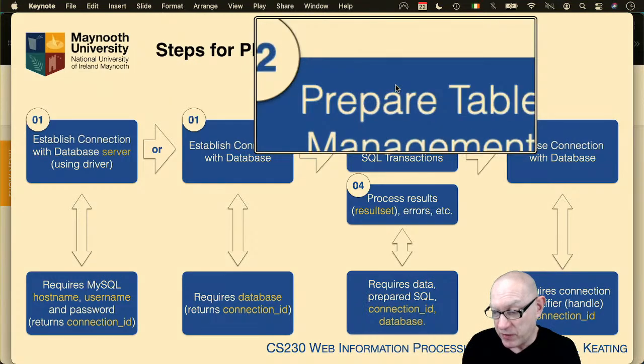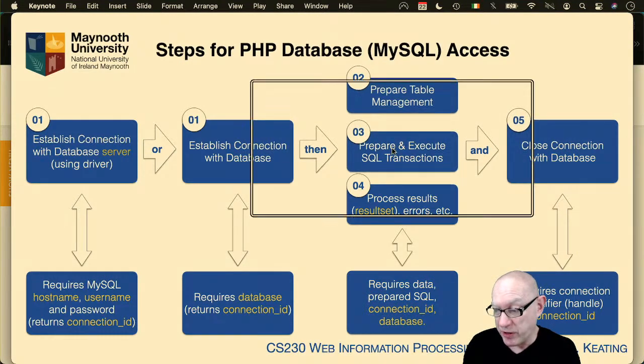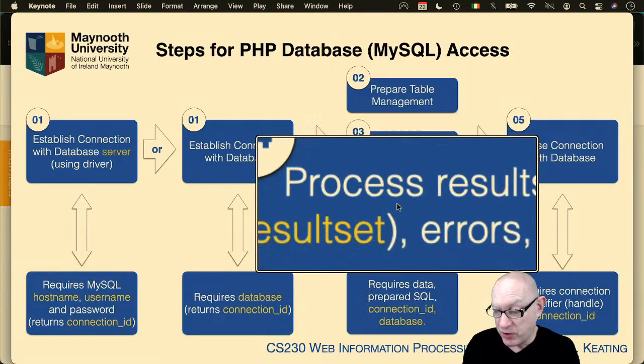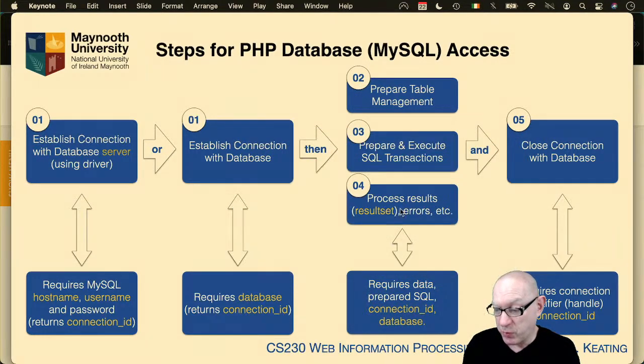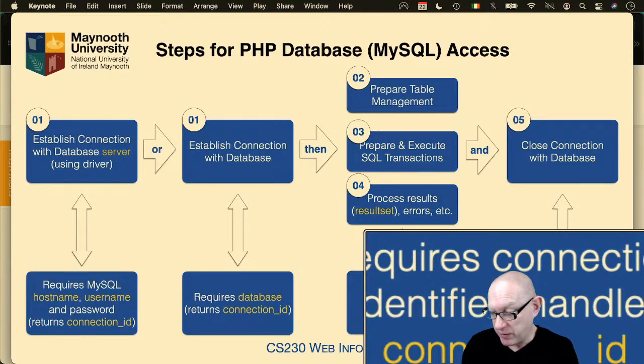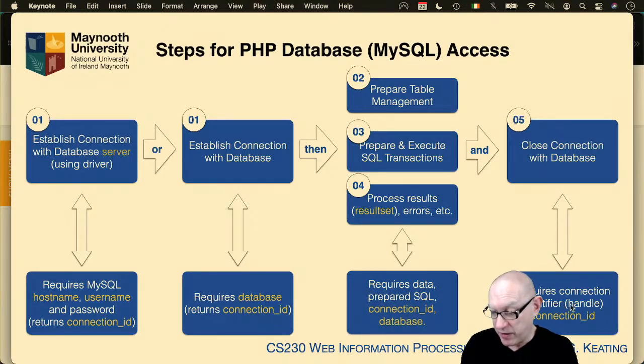If that's the case, the next steps are you can prepare all your table management. You can prepare and execute SQL transactions. Then you can process the results, which usually come back as some kind of result set. You get errors and all this kind of stuff. It all requires your data, prepared SQL, a connection and an ID in the database. And then when you're finished, you close the database. In order to close the database, you have to have this connection identifier, the handle. We sometimes call them handles, and this connection ID.